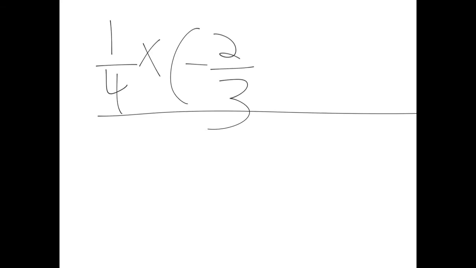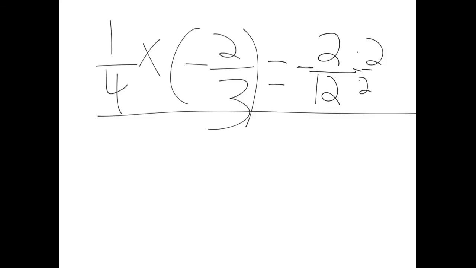What we're going to do here is just times them, and we already know it's going to be negative because there's one negative sign. And so 1/4 times 1 times 2 is 2. 4 times 3 is 12. And then you got to divide this by 2 because you got to simplify it. 1 times 2, and then 1/6 is now your answer.